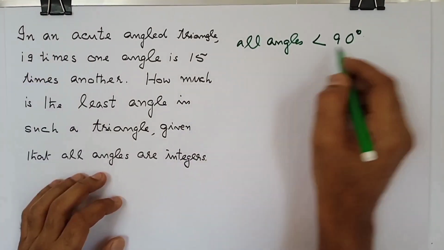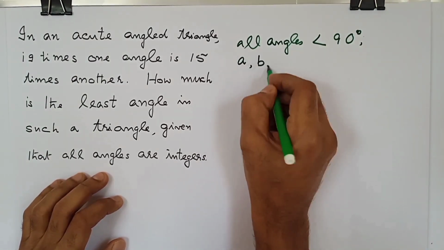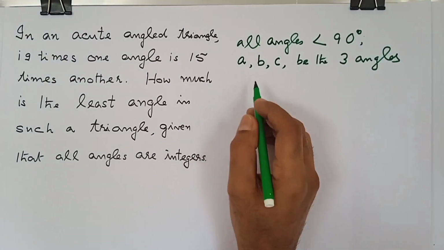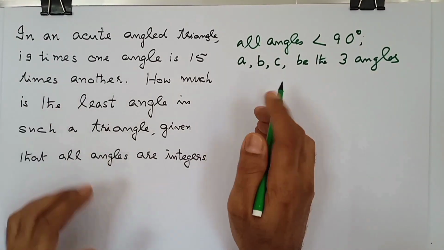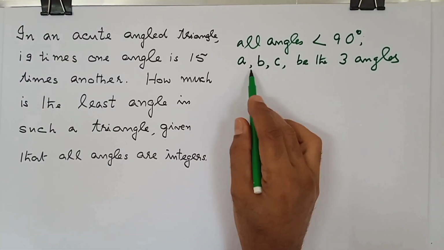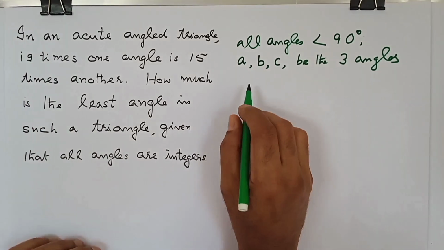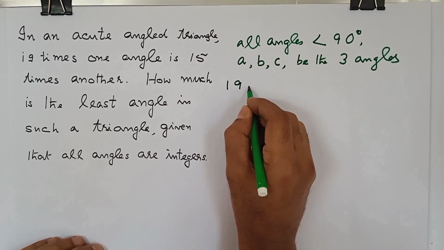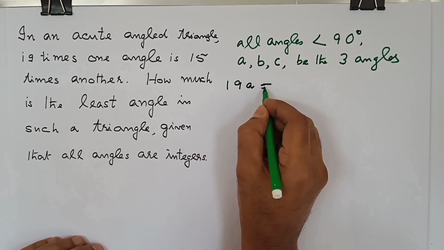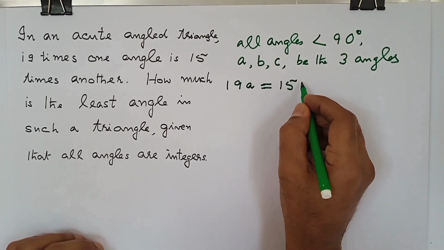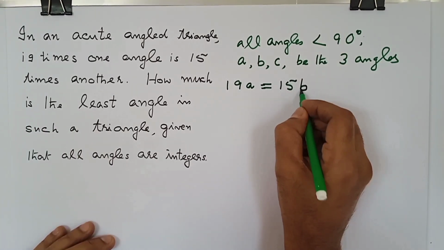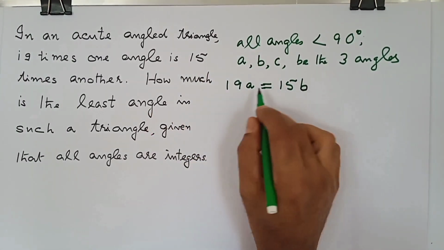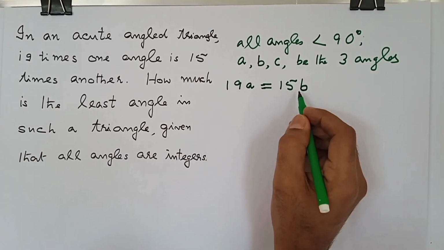Now, let A, B, C be the three angles. They are giving a relationship between two of them. Let's choose the first two, A and B. What does it say? 19 times one angle, let it be A, equal to 15 times another. You can choose either B or C. Let me choose B. Now you got an equation, 19A equal to 15B.